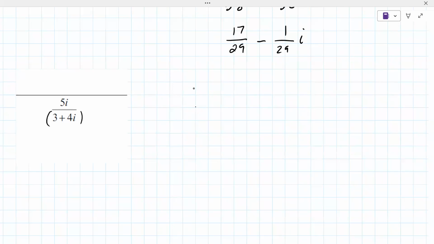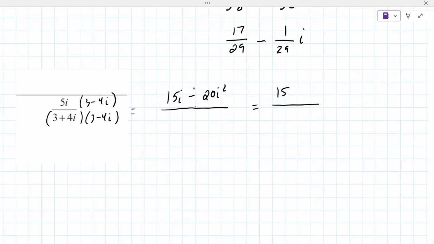Did you multiply the top and bottom by 3 minus 4i? Yeah. Okay. So there are no negatives in your answer. It's 15i minus 20i squared, which ends up being 15i plus 20. Oh, I put 20i to the i squared. You have to square that. Then it would have been 15 plus 20i. And the bottom becomes 9 minus 16i squared, which is 25.